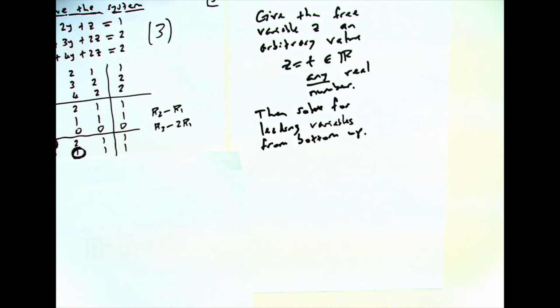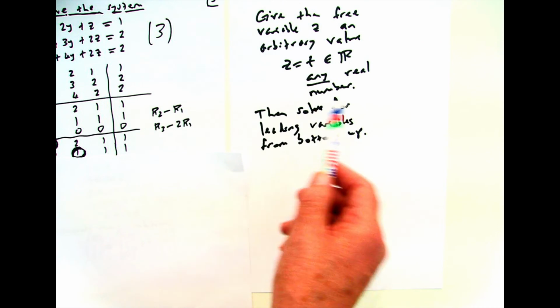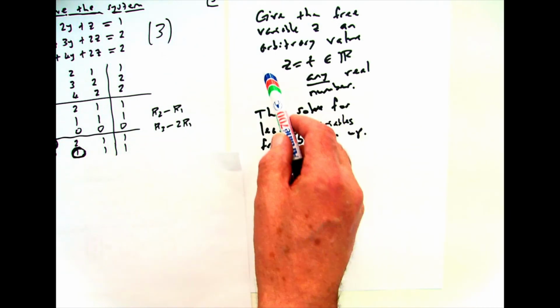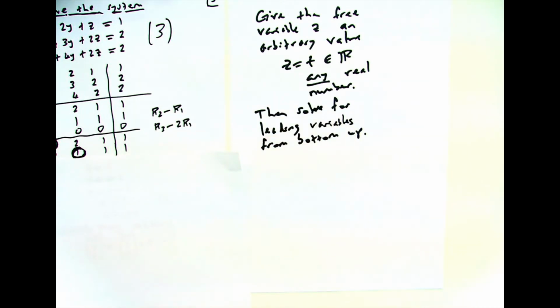Now, a variable which is not a leading variable is called a free variable, and the way you solve the system is you give the free variable an arbitrary value. There could be more than one free variable, but in this case it's only one. So we give the free variable an arbitrary value.